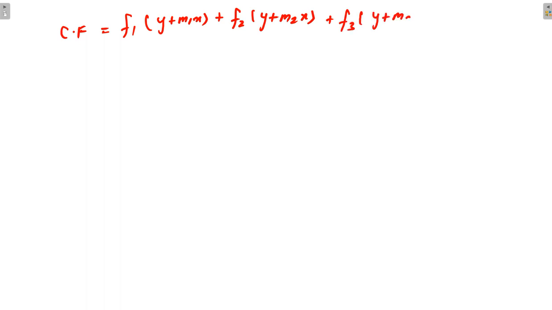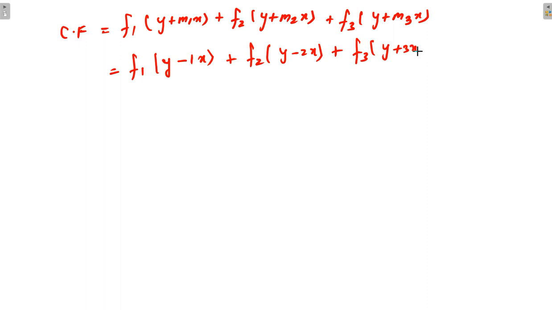So this is the formula I am going to apply. So the complementary function for three different roots is f1 of y plus m1x plus f2 of y plus m2x plus f3 of y plus m3x, which is equal to f1 of y minus 1x plus f2 of y minus 2x plus f3 of y plus 3x. So this is CF.